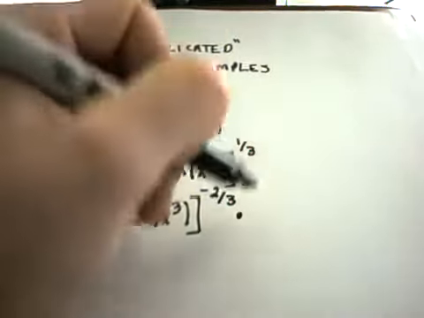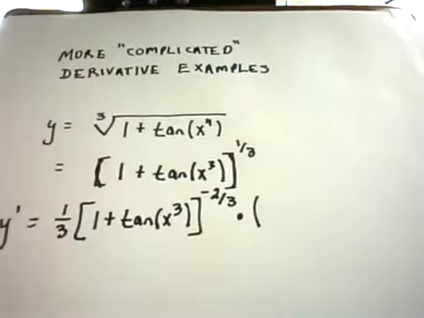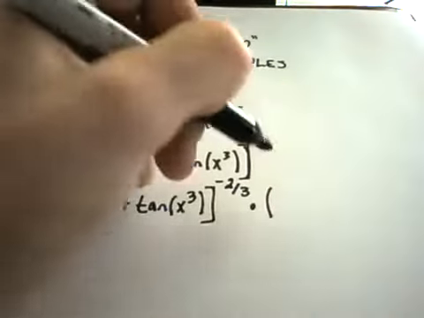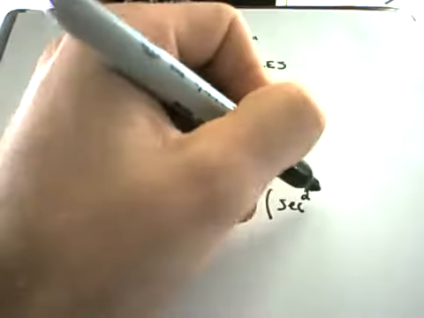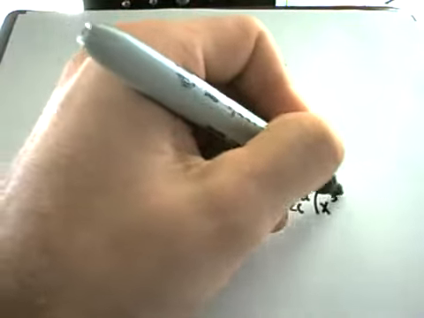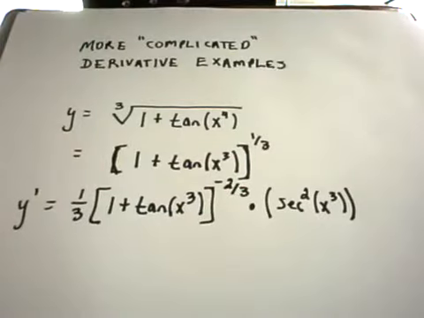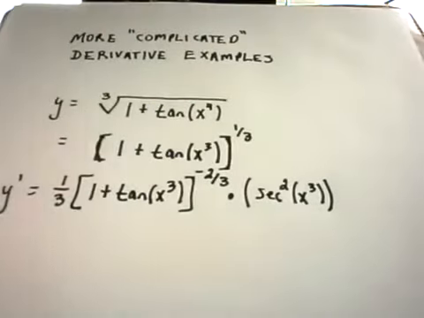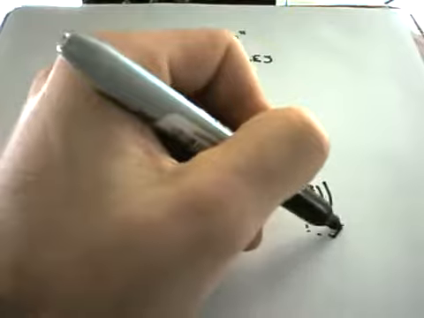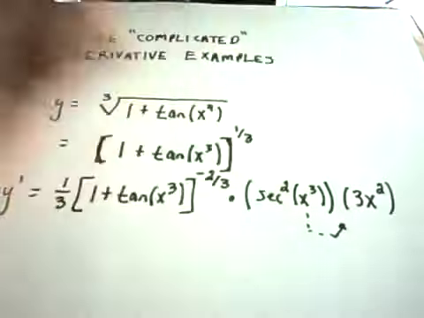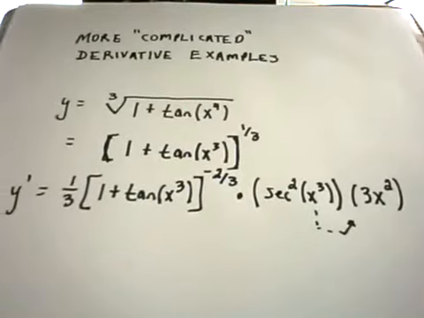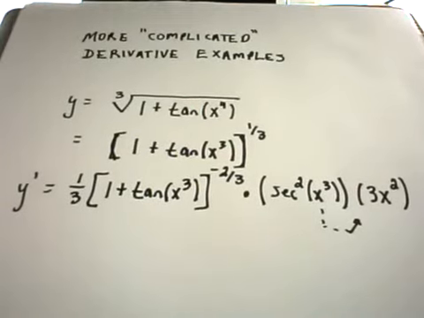Remember, the derivative of 1 is 0. The derivative of tangent x is secant squared x, so in the same way, the derivative of tangent is going to be secant squared. We leave the inside part alone. And then we're going to have to do the chain rule one more time, taking the derivative of the x to the third piece, getting 3x squared. And that will be our derivative.